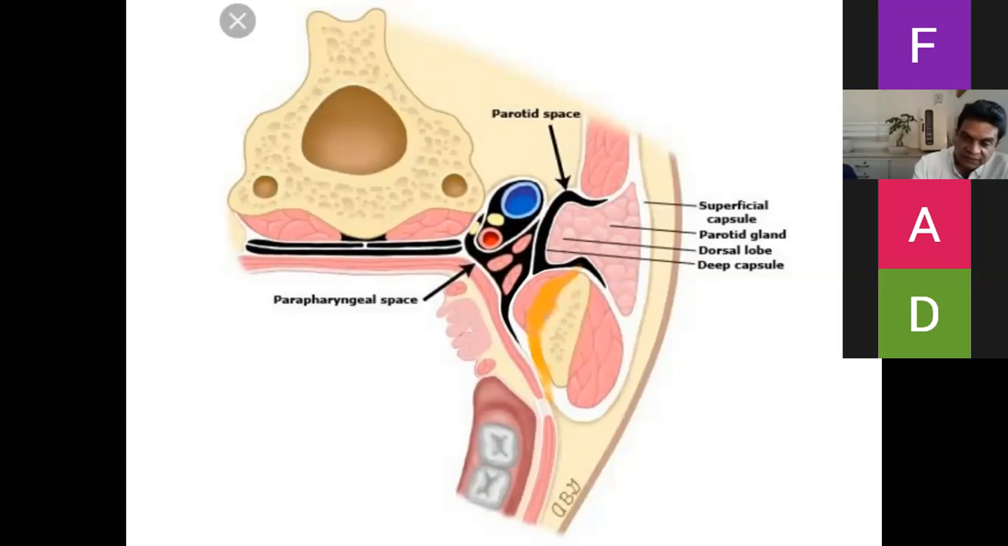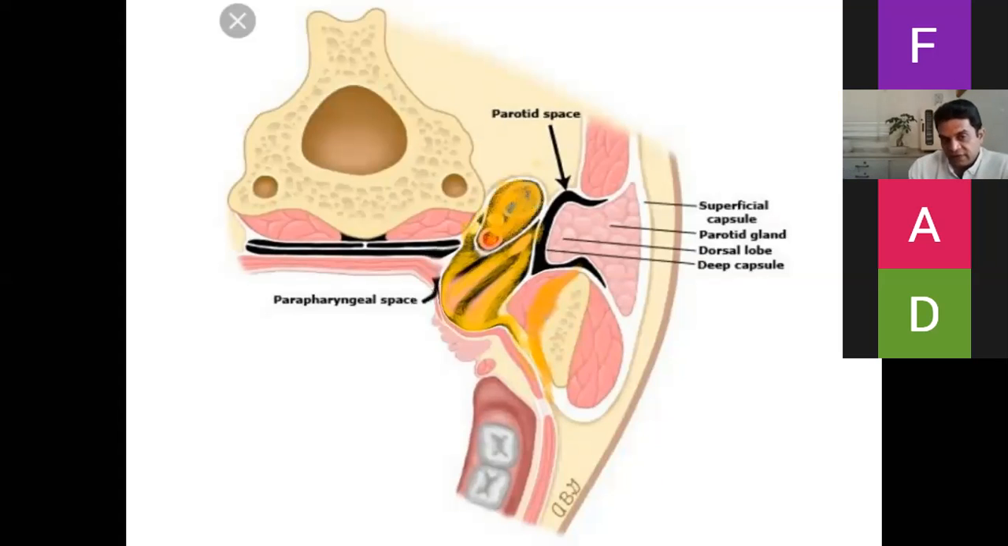This infection can further spread into the lateral pharyngeal spaces, which is adjacent to it. Now, the patient will have not only trismus, but also difficulty in swallowing. There will be a visible swelling in the lateral portion of the pharynx. So you can see that the lateral portion of the pharynx is involved.